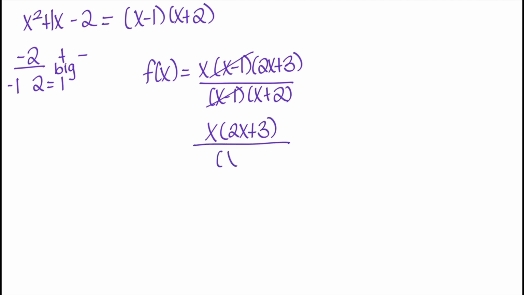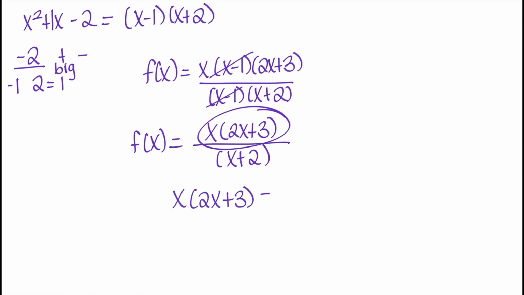over x plus 2. Okay, so now that we have this simplified function, we're going to take the numerator and set it equal to 0. That's how you find the zeros. So for rational functions, you're going to take that numerator, x times 2x plus 3, and set it equal to 0. You may be wondering, why didn't I take all of the function and set it equal to 0? Hey, you can do it that way too.